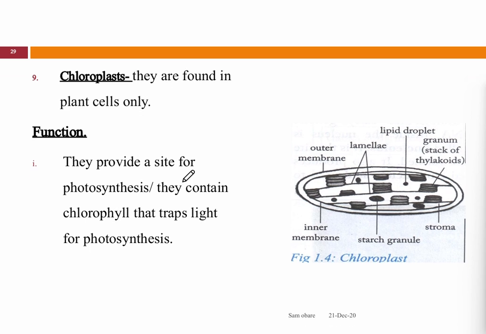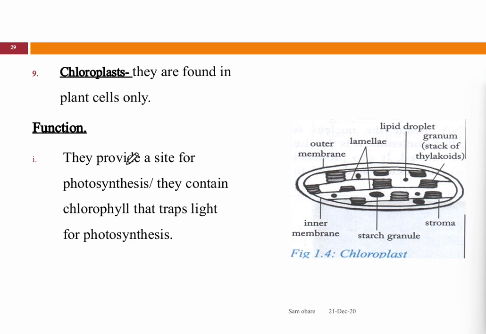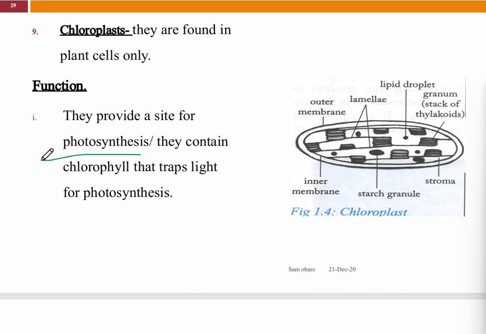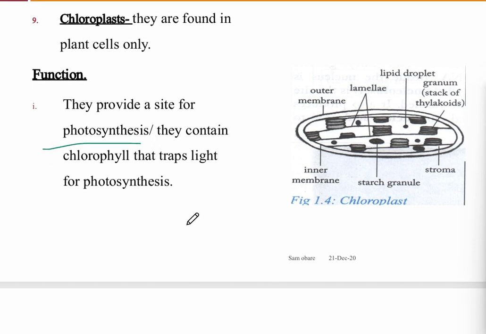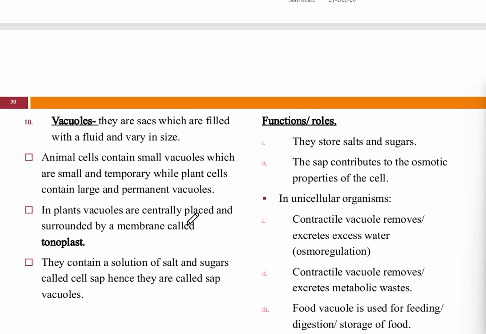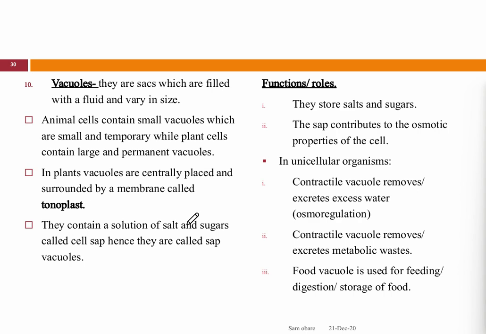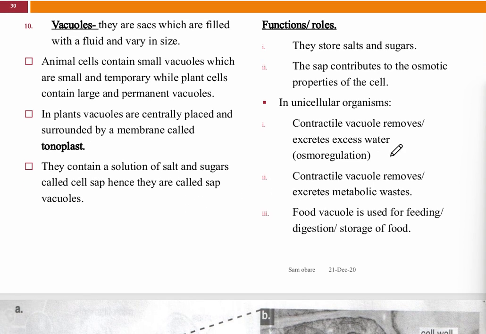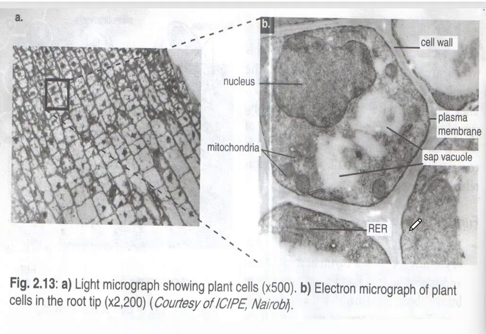Also, we have the chloroplast. The chloroplast provides the site for photosynthesis. Then we have vacuoles, and we have different types of vacuoles. Number one, we have the contractile vacuole that removes excess water; it helps in osmoregulation. Number two, the contractile vacuole has another function of excretion of metabolic waste. Also, the food vacuole is used for storage of food or for feeding.